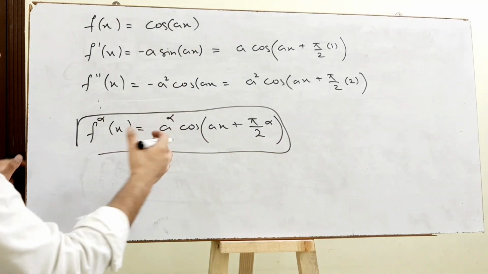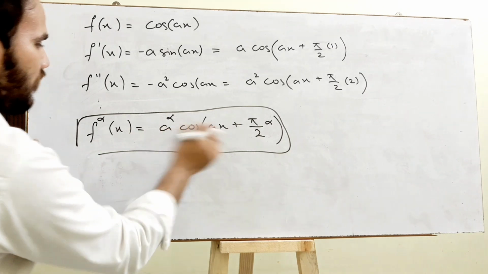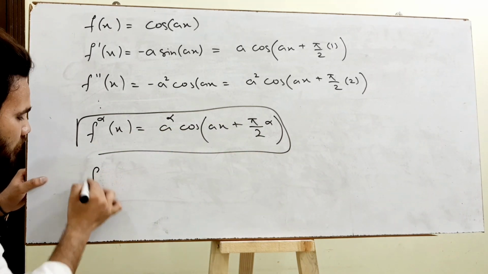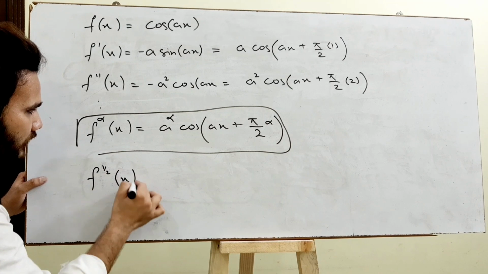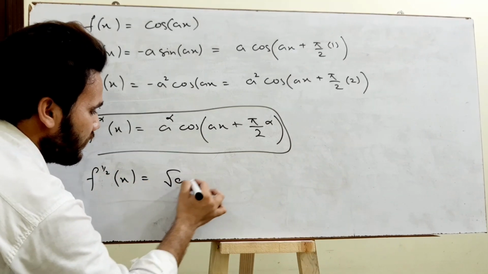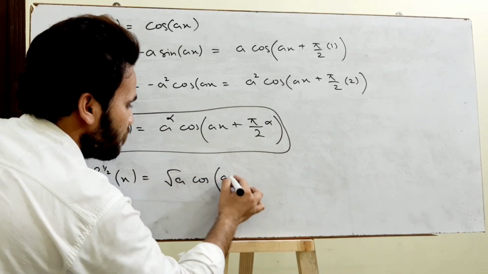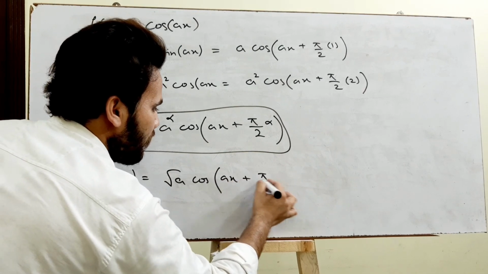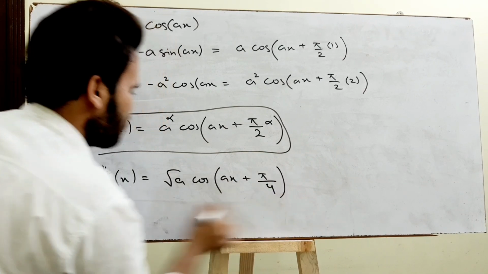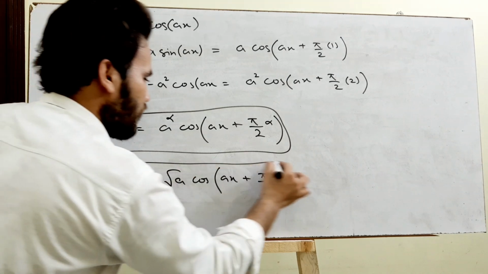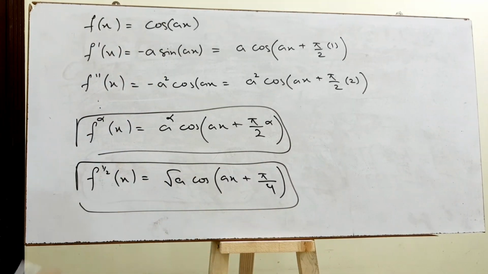So let's try to find the half derivative of this cosine function. The half derivative of this cosine function will be radical a cosine (ax plus pi/4). So this is the half derivative of this cosine function.